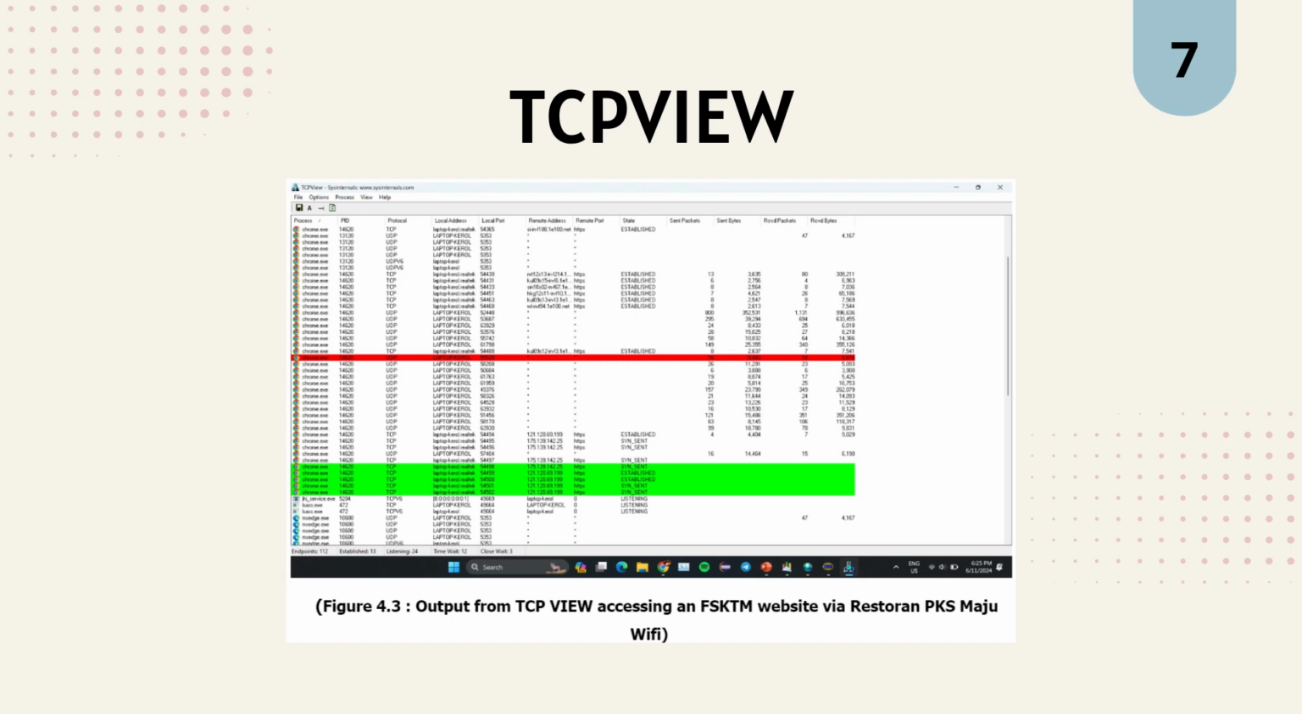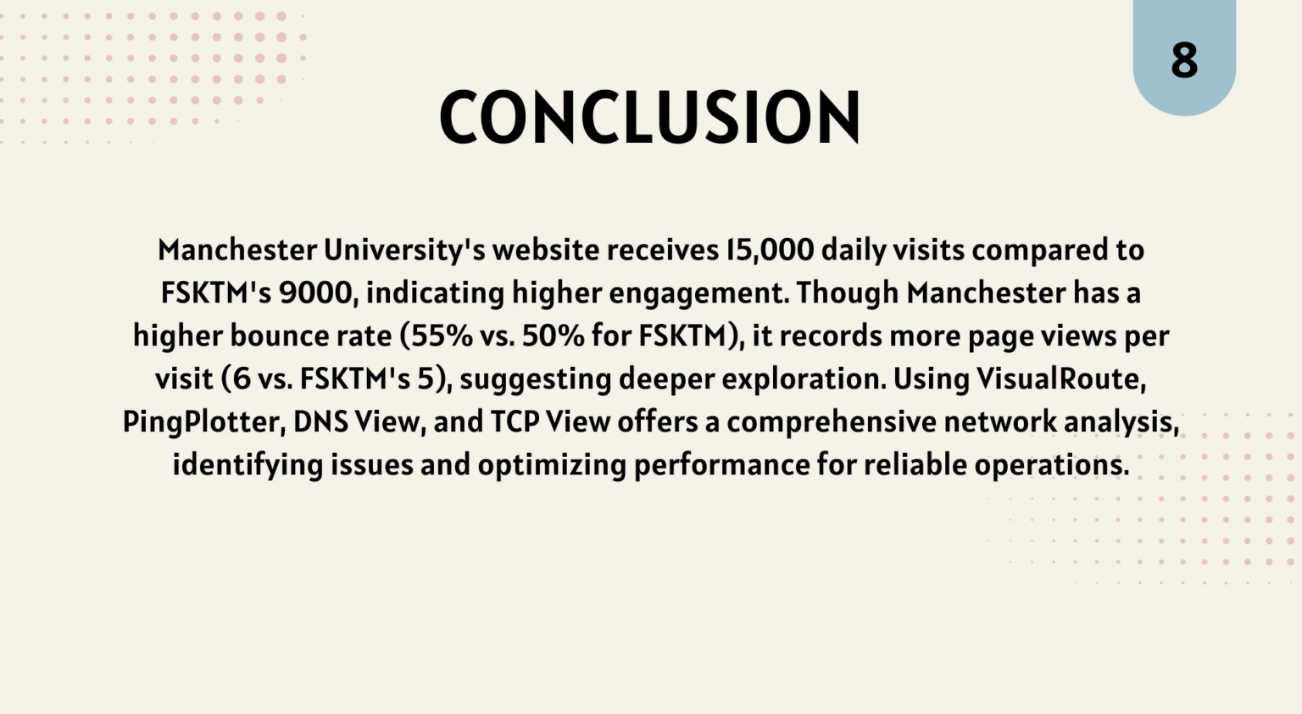So for the next slide, which is the conclusion, it will be explained by Zahid. In conclusion, Manchester University has a higher daily visit count compared to the FSKTM website. From this project, by utilizing the four tools, which are Visual Route, PingPlotter, DNS View, and TCP View, we are able to gain a very deep understanding of the connectivity issue. By combining all the data provided by the tools, it gives us a very comprehensive approach to network analysis and troubleshooting. It also highlights the very important usage of multiple tools to gain a very holistic understanding of the network environment. That is all from us.